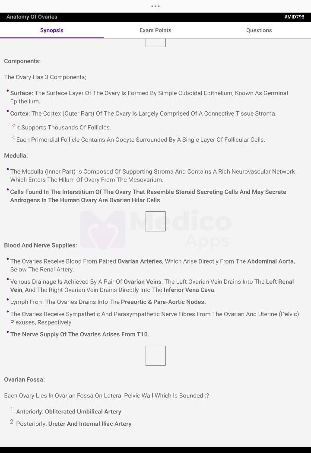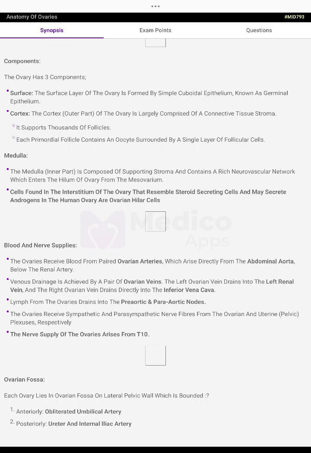The ovary receives blood from the paired ovarian arteries, which arise directly from the abdominal aorta below the renal artery. Venous drainage is achieved by a pair of ovarian veins. The left ovarian vein drains into the left renal vein and the right ovarian vein drains directly into the inferior vena cava. Lymph from the ovaries drains into the pre-aortic and para-aortic nodes.